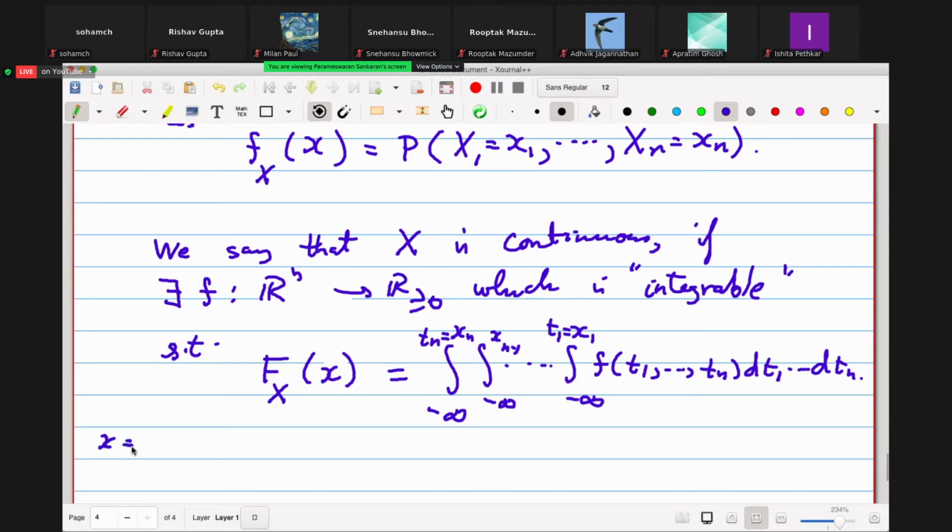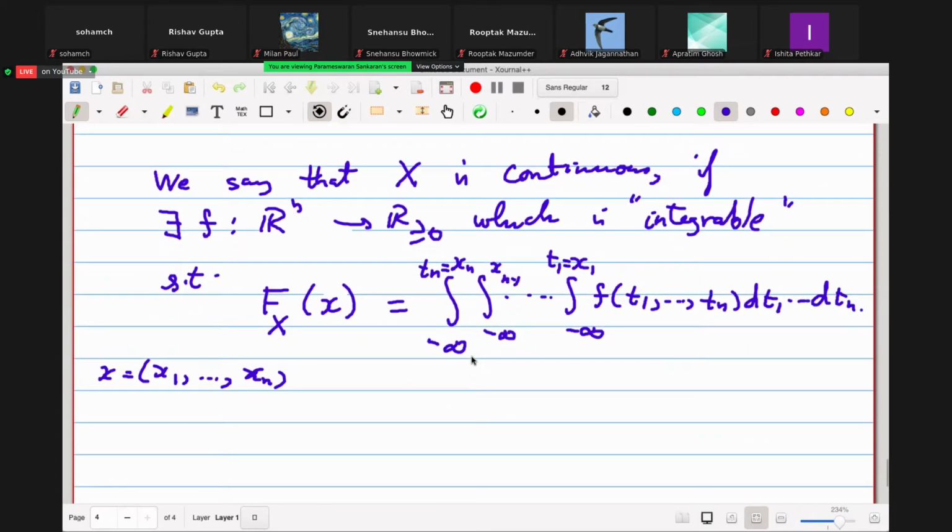So here x is equal to x1 through xn. Our notation is the same. I am not changing my notation. And what is t? Of course, t1, t2 are variables. So you see, this t1, t2, tn, they vary in Rn. But the range is restricted from minus infinity to x1, minus infinity to xn minus 1, minus infinity to xn. We will do problems, of course, in a couple of minutes.